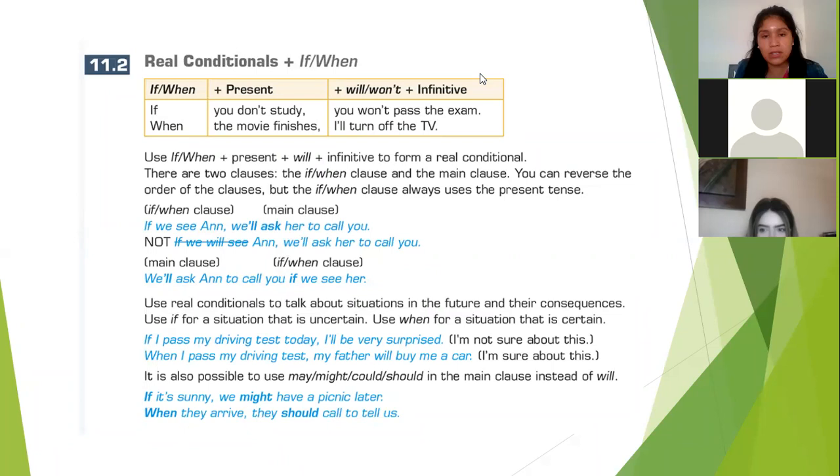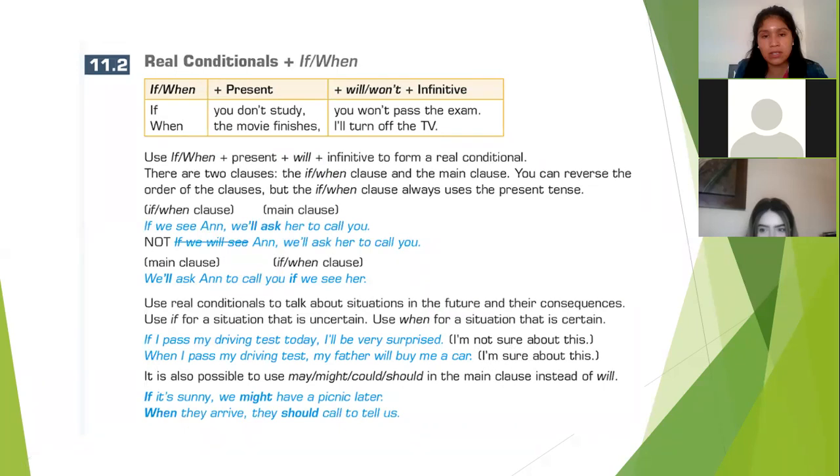And the second one says, when I pass my driving test, my father will buy me a car. So this one means that when that situation happens, this will be the consequence, in this case that the father is going to buy her or him a car. So it's sure about that. Yes. So with the if, not sure. With the when, more sure.